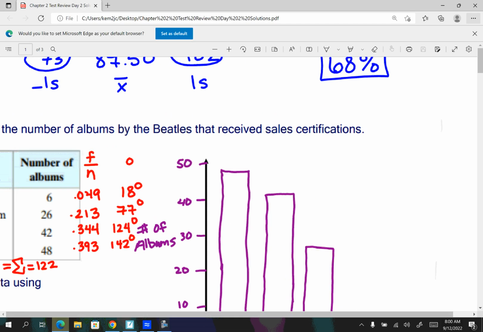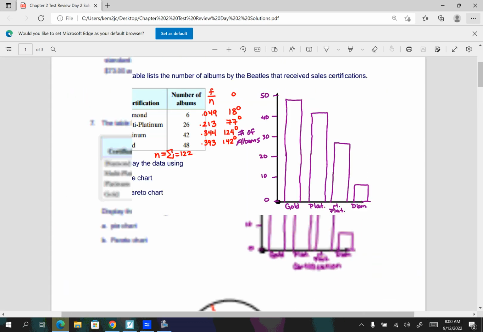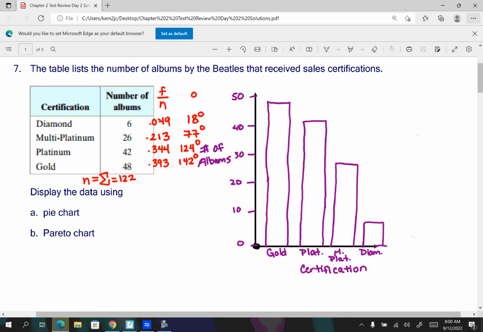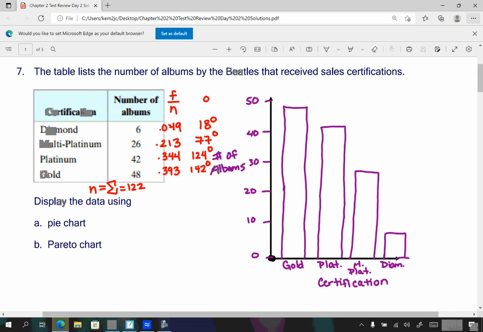Yes, I do. All right, so number 7, there it is. Get a little bit bigger for you. There we go. Okay, so we have to do a couple things with this problem. We have to make a pie chart and then a Pareto chart. The pie chart's below, so we'll see that in a second. The Pareto chart, remember this is just like a histogram, sort of. It's more of a bar graph.